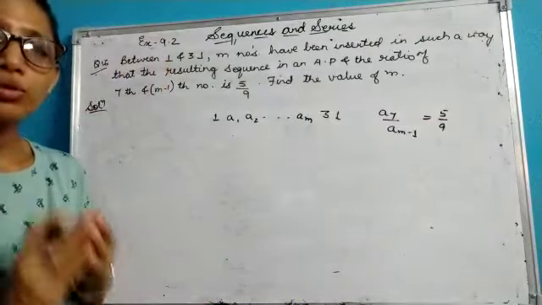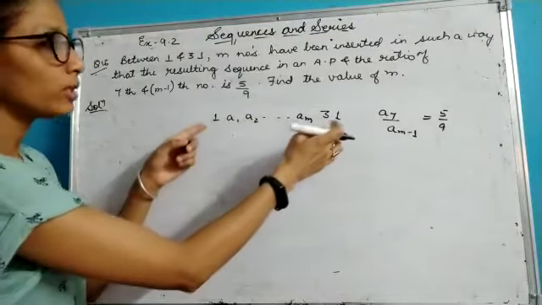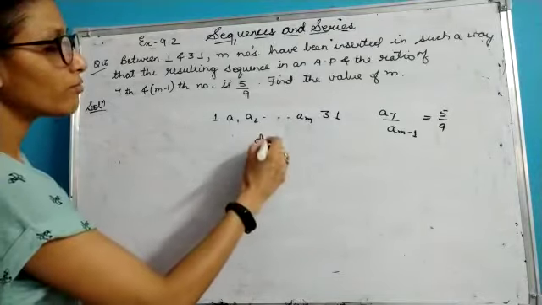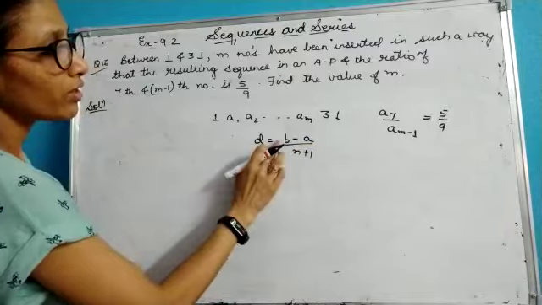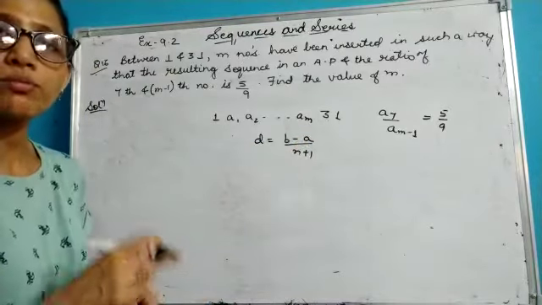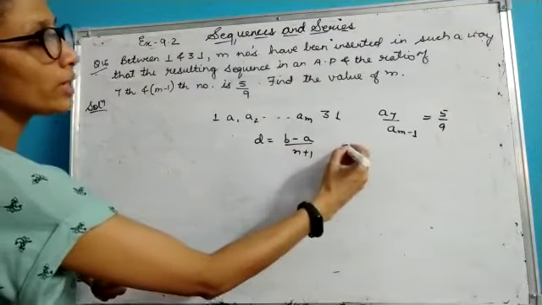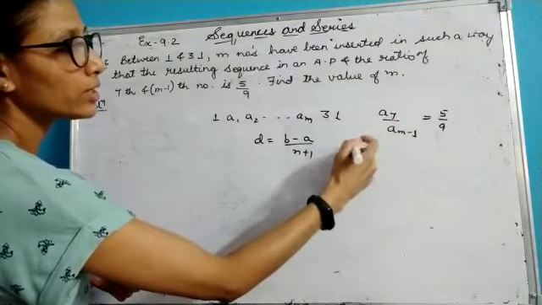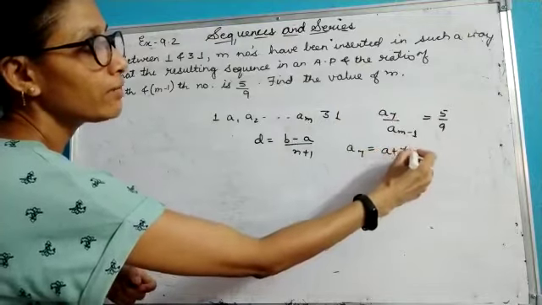Now children, I have told you that whenever you are inserting a certain number of terms in between two numbers, then you can calculate D by the formula (B minus A) upon (n plus 1), where B is the last term, A is the first term, and n is the number of terms you are inserting in between any two numbers. And you can calculate your term. Let's suppose you want to calculate the 7th term. Then your formula for this will be A plus 7D.